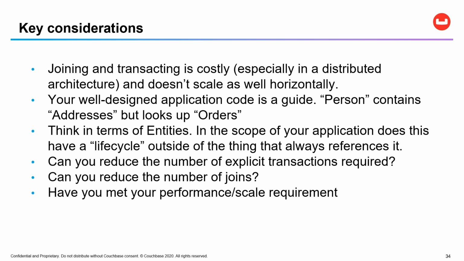Another consideration is thinking in terms of entities. When planning an RDBMS schema, we think in terms of flattening the data and reducing redundancy. But instead, think of the schema in terms of entities. In the scope of your application, does this entity have a life cycle outside of the thing that always references it? Also, can you reduce the number of explicit transactions and joins required? When trying to optimize, should we always strive to reduce joins? In general, yes, but where it makes sense and where it will have a definite impact on performance.